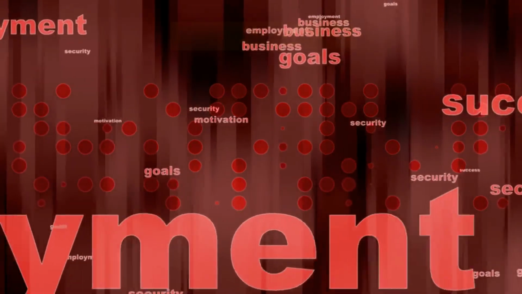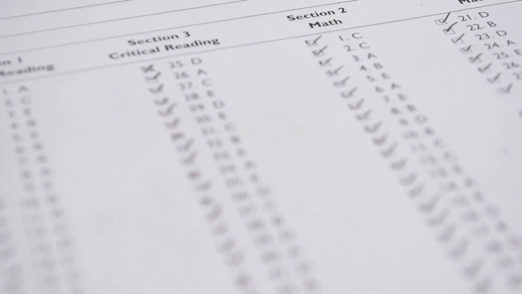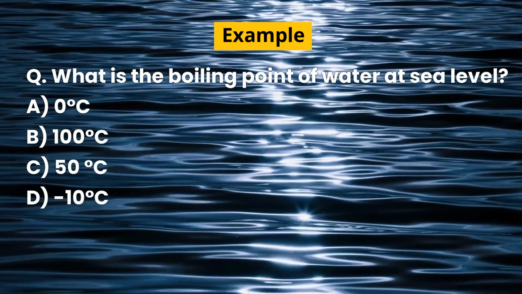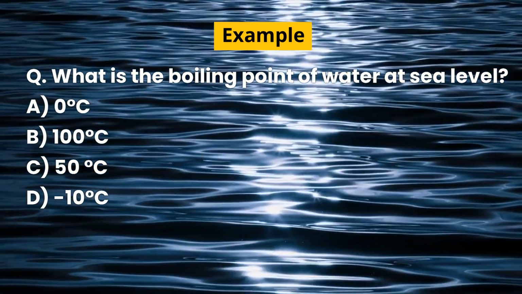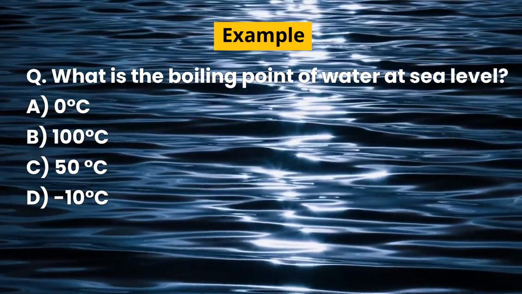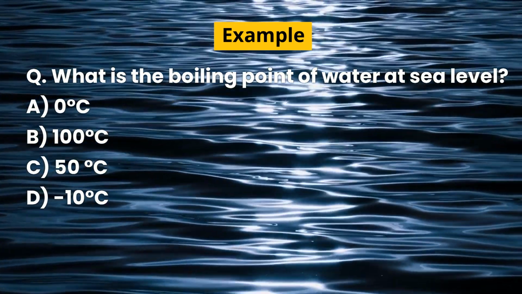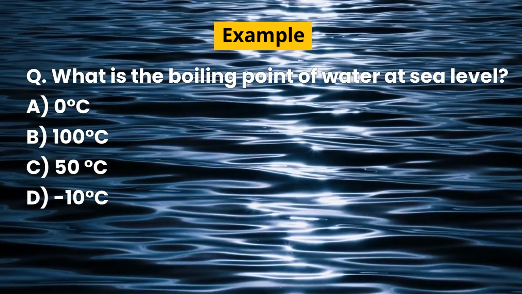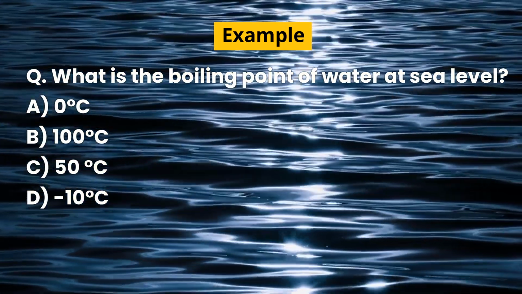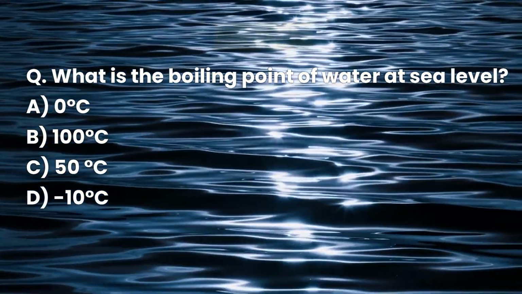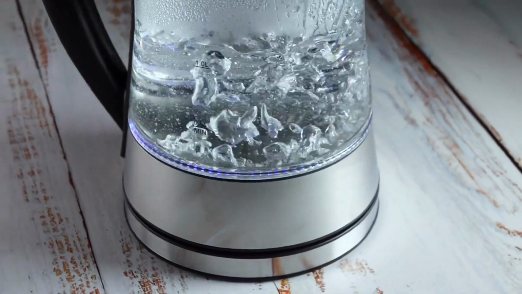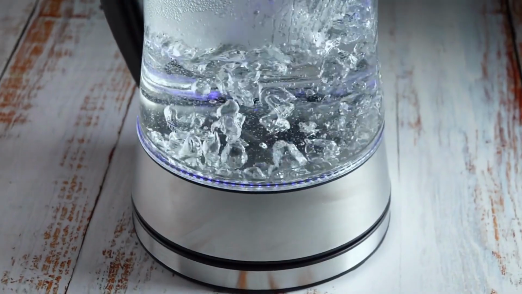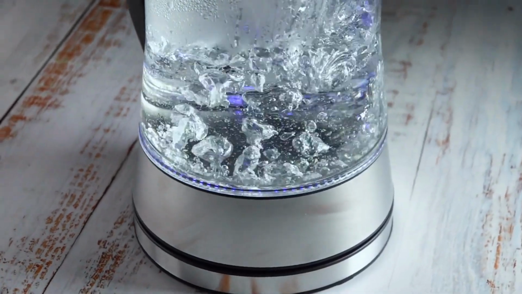Keyword analysis. Pay attention to keywords in the question that can guide you to the correct answer within the options provided. Example. For a question about the boiling point of water at sea level with options A. 0 degrees Celsius, B. 100 degrees Celsius, C. 50 degrees Celsius, D. minus 10 degrees Celsius. Recognizing boiling point and sea level, you can easily identify B. 100 degrees Celsius as the correct answer.